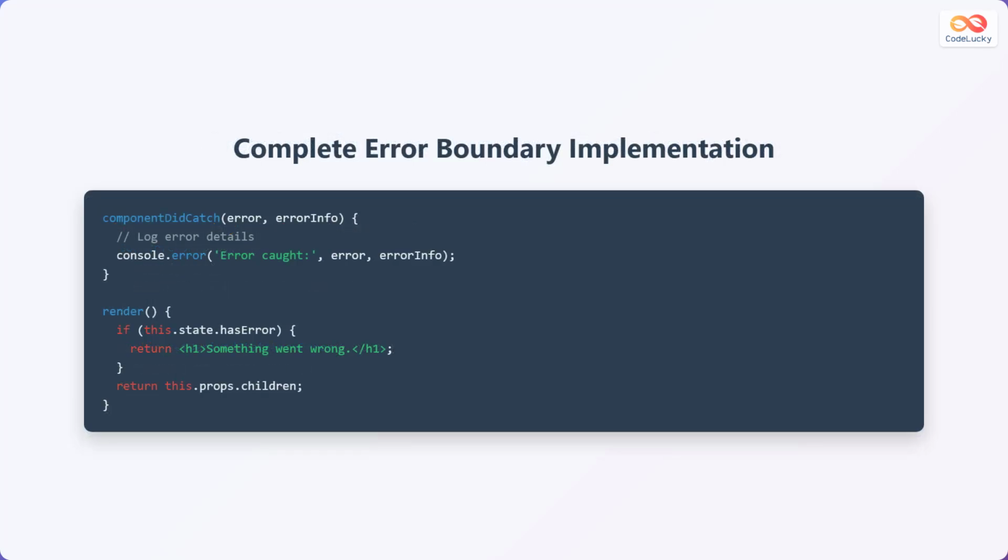Here's the complete error boundary implementation. The componentDidCatch method is used to log error details. You can use console.error to log the error and error info. Finally, in the render method, you check if there is an error. If this.state.hasError is true, you render a fallback user interface, in this case, a heading that says something went wrong. Otherwise, you render the children of the component.